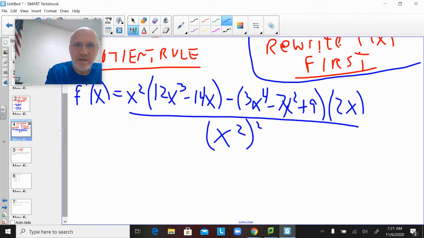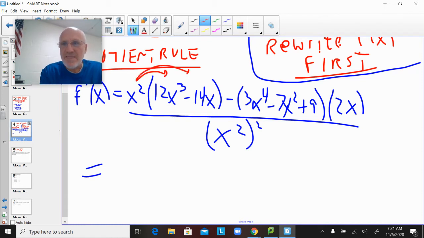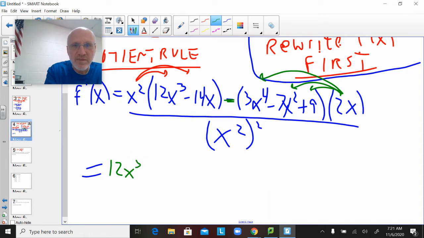All right, now let's clean this up. A lot of these just have lots of algebra. So I'm going to really carefully distribute an x squared. And I'm going to distribute this 2x. And I'm also going to be aware that there's a minus sign between them. I'm going to be real careful distributing that. So distributing my x squared here, this is 12x to the fifth, minus 14x cubed.